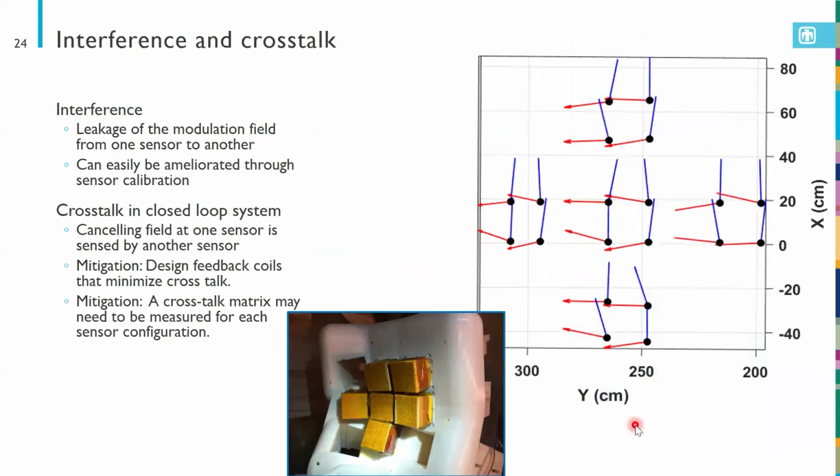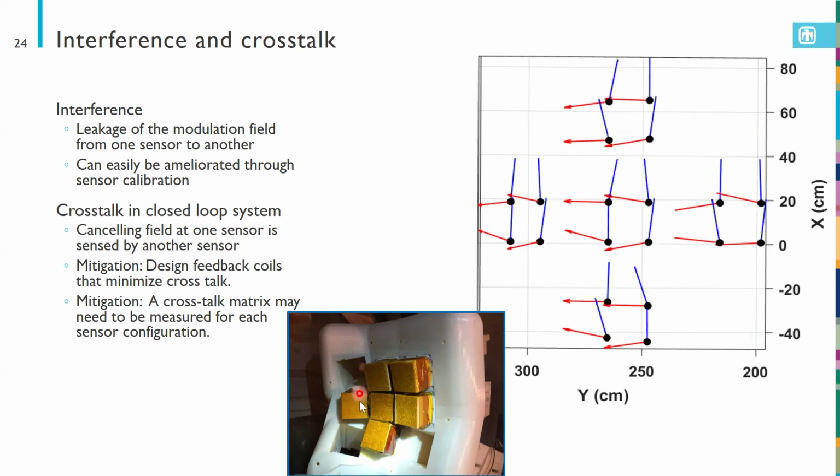But one thing I wanted to mention as well is, this is maybe kind of my own terminology, but there's a difference between what I would call interference and crosstalk. When I say interference, I'm referring to the leakage of the modulation field. So in the SERF magnetometers, you would generally apply a magnetic field to define the sensitive axis. And if that field leaks over to another sensor, then that can sum with the field that's being applied at the other magnetometer and change your sensitive axis somewhat. This is easily ameliorated through calibration.